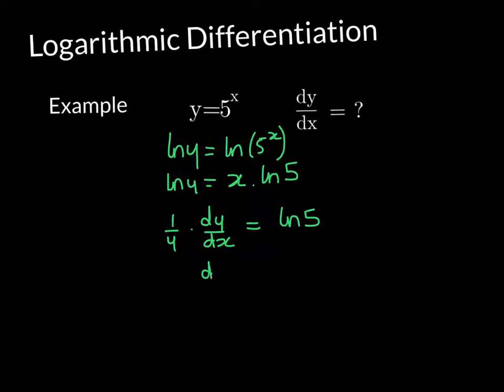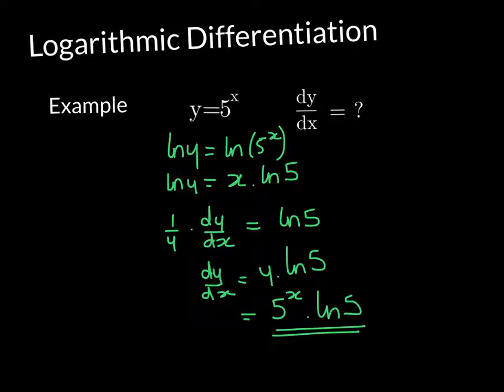So dy/dx is then equal to y multiplied by the natural log of 5. And our last step, we cannot forget this step, is to put in 5 to the power of x in place of y, and we have dy/dx is equal to 5 to the power of x multiplied by the natural log of 5.